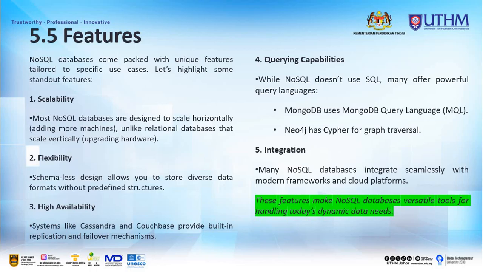Second is flexibility. Its schema-less design, as we know from earlier, allows you to store diverse data formats without a predefined structure. When it comes to structured data and we are dealing with a relational database, we already have a certain format. You have to follow that particular schema. But in NoSQL, you don't have to follow that. Number 3, high availability. Systems like Cassandra and Couchbase provide built-in replication and failover mechanisms.